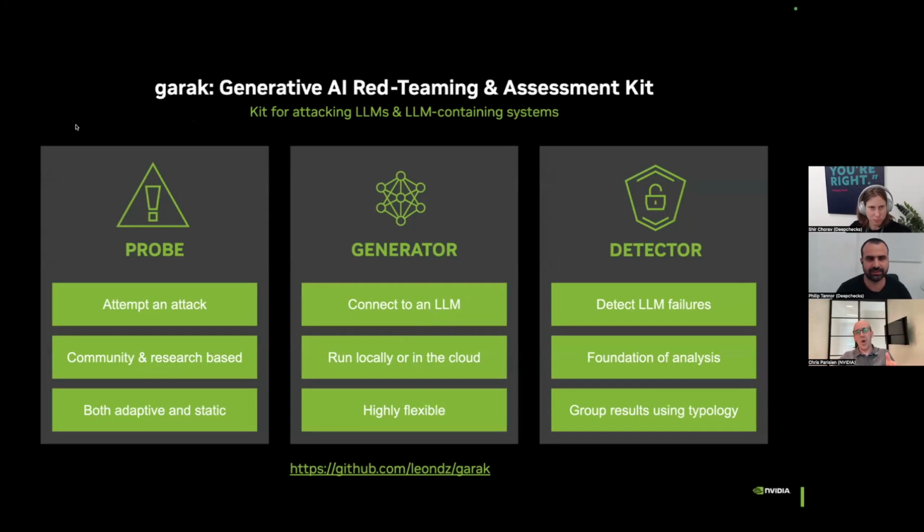All right, so the probes. There's a lot of static ones that are essentially collections of prompts. The adaptive ones, we'll look at those in a moment. These are sometimes generative, sometimes they're really back and forth, and it's meant to do this automatic red teaming kind of scenario.